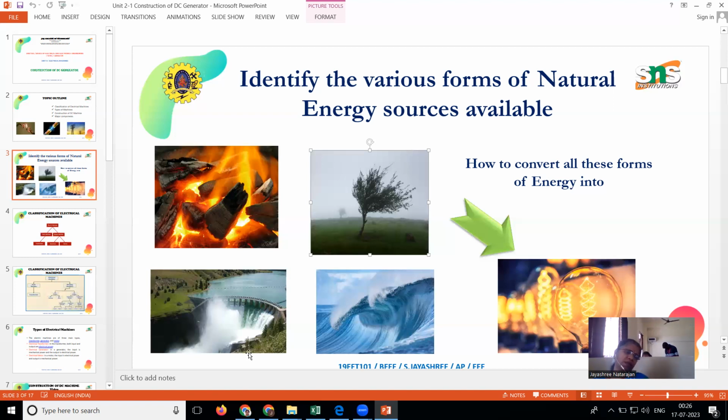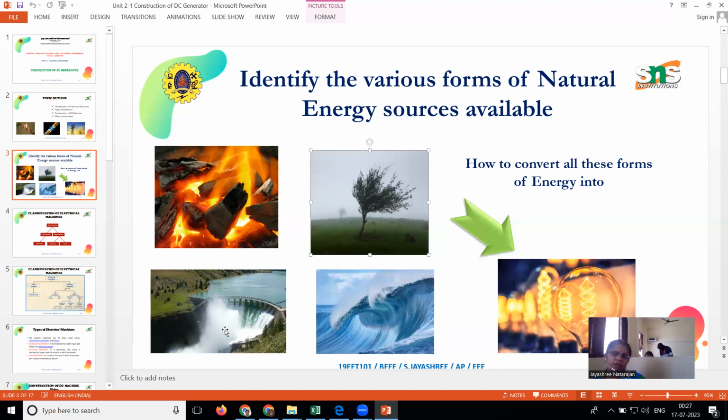What you are seeing in this picture is a dam. These are all natural sources of water. Water is stored in a dam, then made to flow from a height. A turbine is placed at the bottom, at a low level. The force, the kinetic energy of water, makes the turbine rotate. So this is a hydro power plant, right? Here also the potential energy of water is converted into electricity. There are different types of energy conversions.